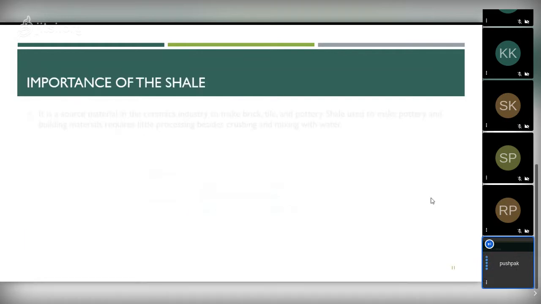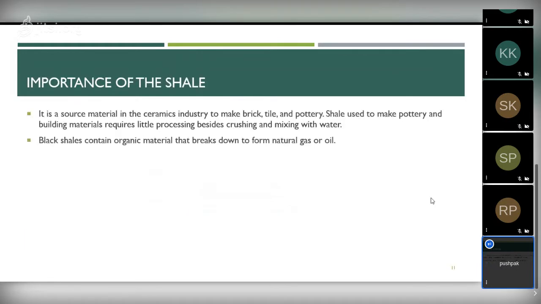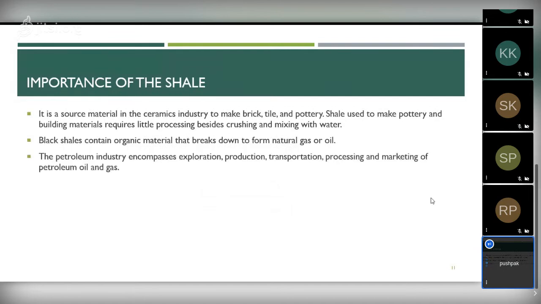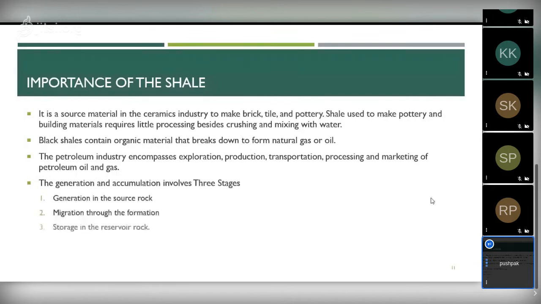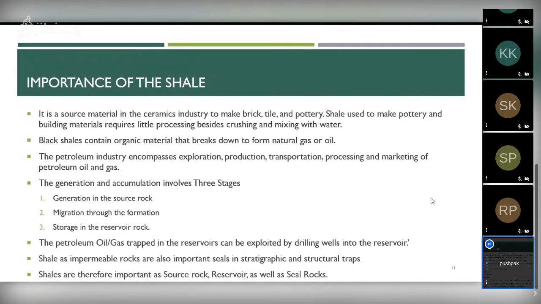Next is importance of shale. Firstly, commercially, shales are important in the ceramics industry to make bricks, tile, pottery. Shale used to make pottery and building materials requires processing besides crushing and mixing with water. And coming to the importance of shale in the petroleum industry.